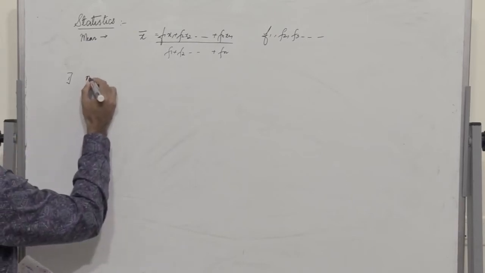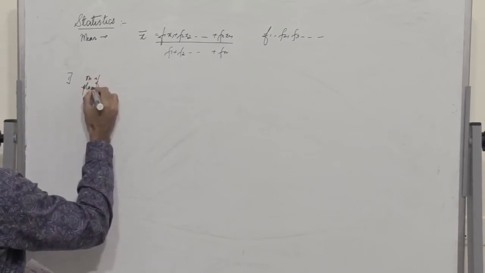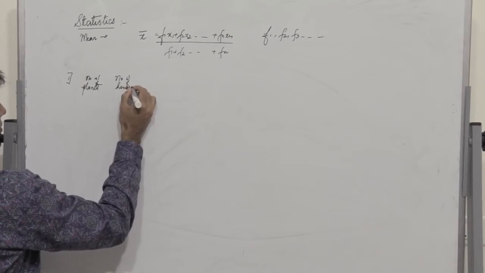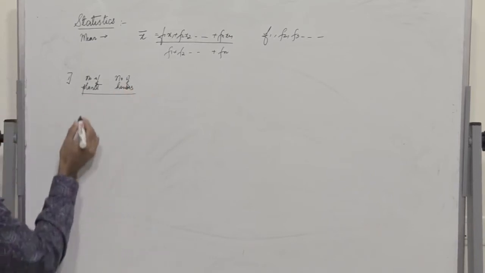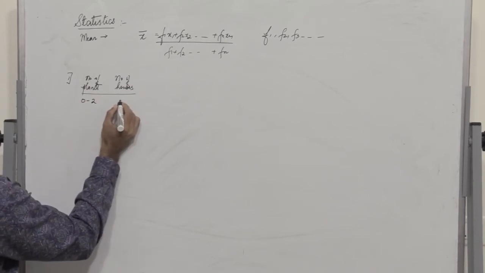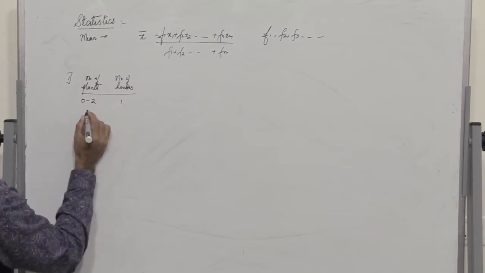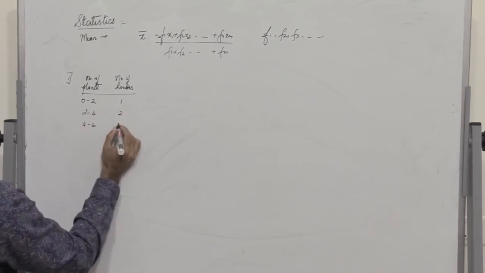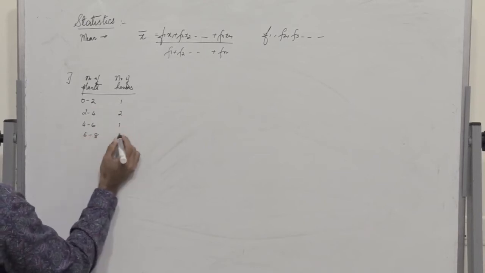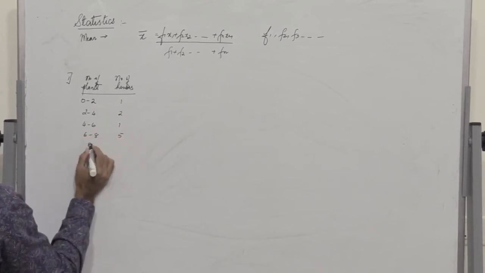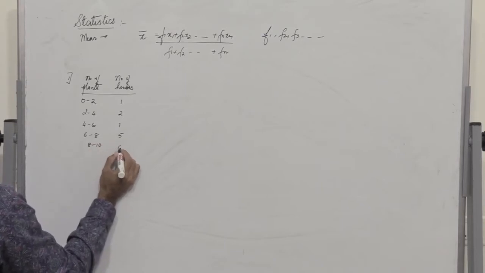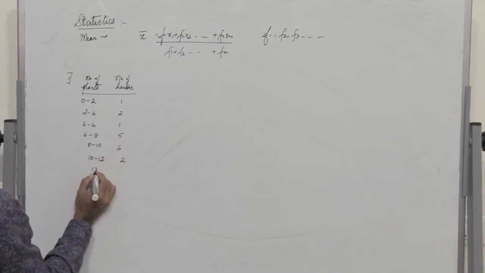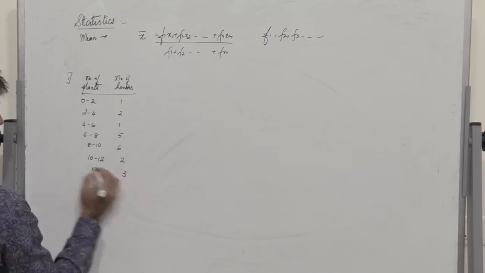So we have number of plants and then we have number of houses, right? So plants 0 to 2, there's only one house. 2 to 4, there are two houses. 4 to 6, there is one. 6 to 8, there are 5 houses. 8 to 10, there are 6 houses. And then 10 to 12, there are 2 houses, and 12 to 14, there are 3 houses.